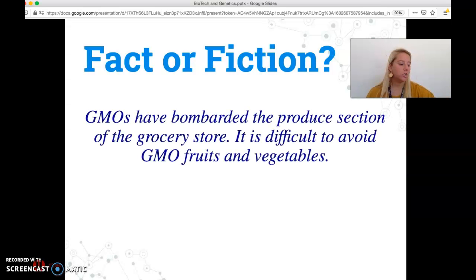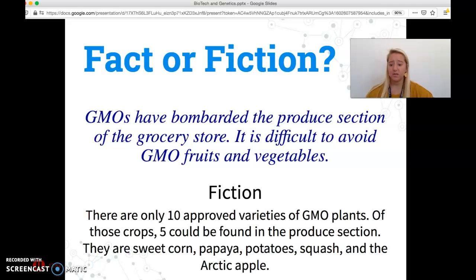Fact or fiction, GMOs have bombarded the produce section of the grocery store. It's difficult to avoid GMO fruits and vegetables. This is super false. So there are only 10 approved varieties of GMO plants. Of those crops, 5 could be found in the produce section. There's sweet corn, papayas, potatoes, squash, and the Arctic apple. So if you're going to the grocery store and any vegetable you pick up you think is a GMO, that's not true.